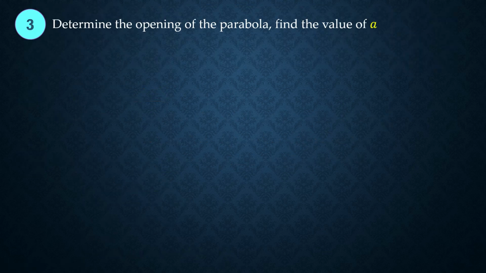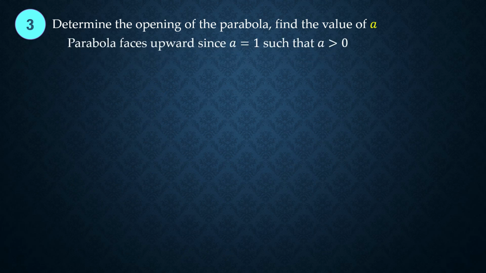Next, the opening of the parabola: is it facing upward or downward? The a is still positive 1 in y is equal to x squared minus 8x plus 15. So since a is positive 1, therefore the parabola faces upward.